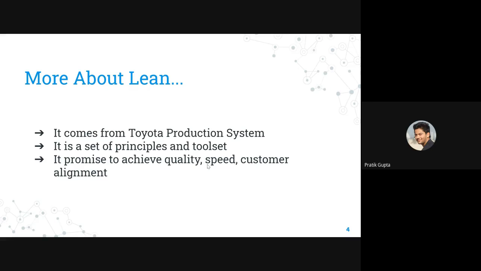More about lean: it is a set of principles and a tool set. Lean is not a set of instructions that we follow on a day-to-day basis. It is a methodology, a set of principles. Keeping those principles in mind, you can build a good software product. What is the main purpose of this? It promises to achieve quality, speed, and customer alignment. Our basic focus is to build a quality product at good speed, that is in short iterations or increments.